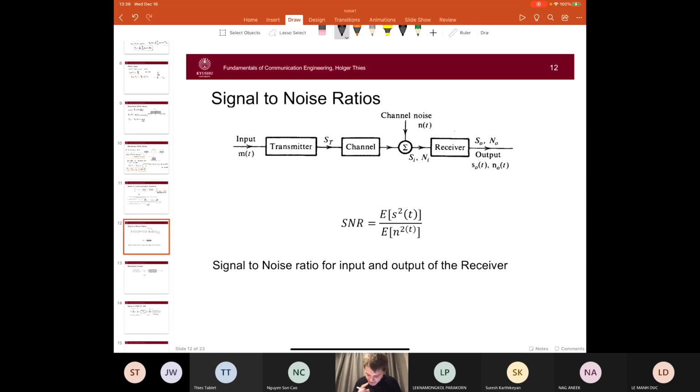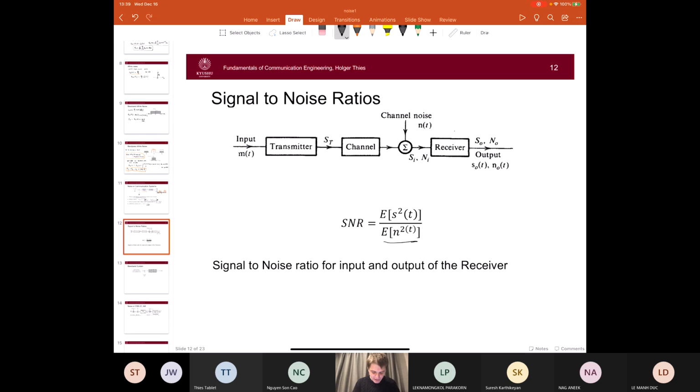First, let me give you the definition. The signal to noise ratio for a communication system where both signal and noise are random processes is given as the expected value of the signal squared divided by the expected value of the noise squared. This is what we get if we use the formula for the power. So basically this is the power of the signal divided by the power of the noise, but both signal and noise are random processes here.